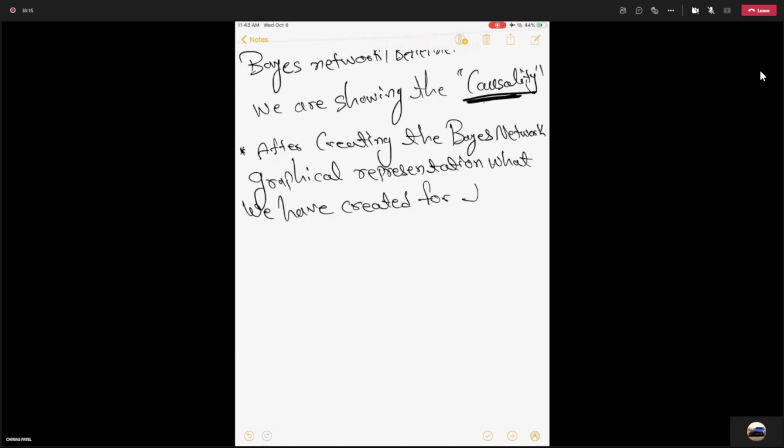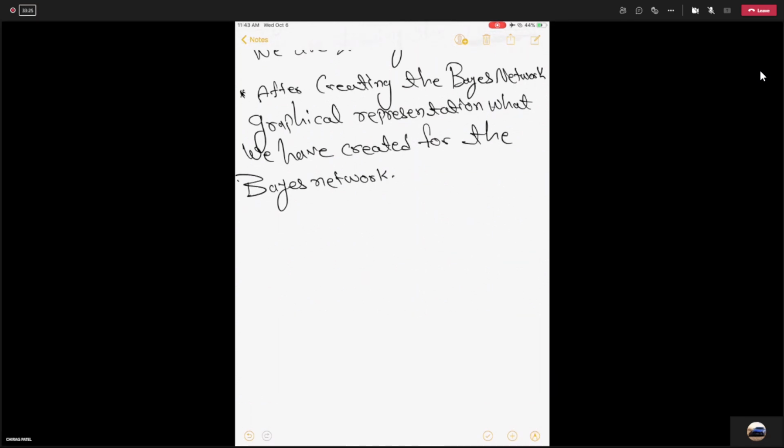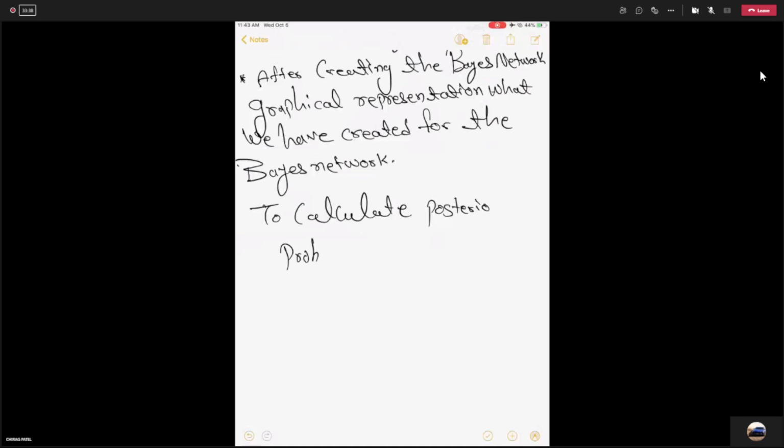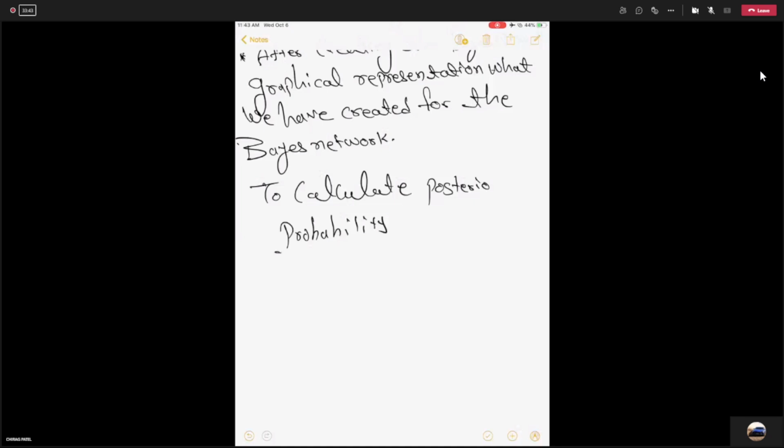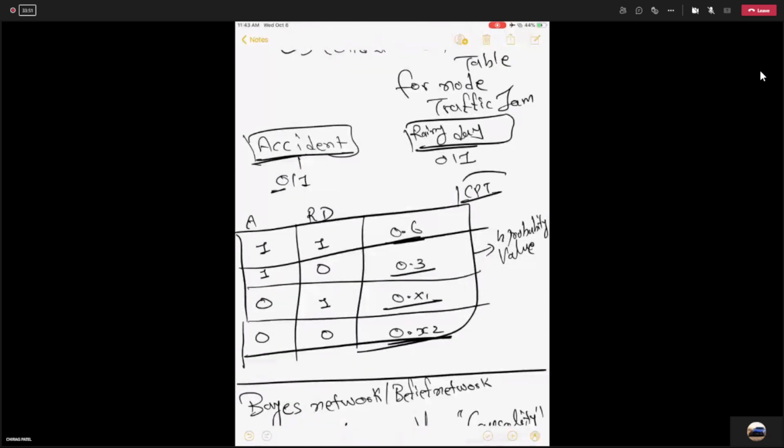For the base network, the next step is to calculate the stereo probability. Obviously, whenever I gave you the example, this is only one CPT table we demonstrated.